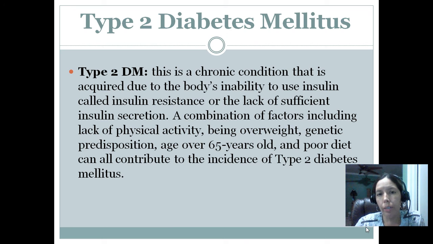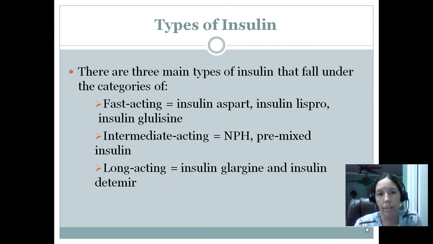In type 2 diabetes, this is a chronic condition as well that is acquired due to the body's inability to use insulin, called insulin resistance, or simply the lack of sufficient insulin secretion. So a combination of factors including lack of physical activity, being overweight, genetic predisposition, age over 65, and poor diet can all contribute to the incidence of type 2 diabetes mellitus.